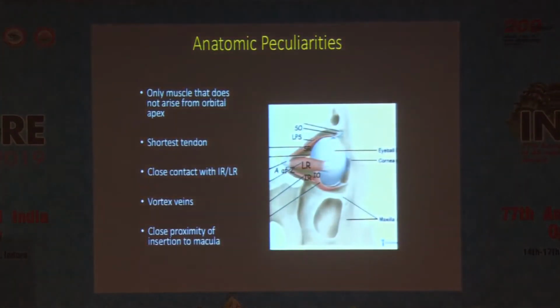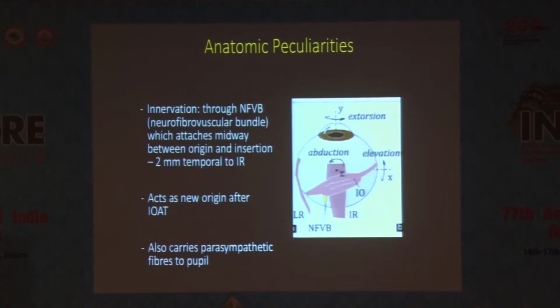A little bit about the anatomy. The inferior oblique is the only muscle which arises from the maxilla, not from the annulus of Zinn, and it goes on inferiorly in close association with the inferior rectus and the lateral rectus. At the insertion, it lies in very close proximity to the macula, and it is in close association with the vortex. So you should be very careful when you are isolating and hooking the inferior oblique so as not to injure the vortex.